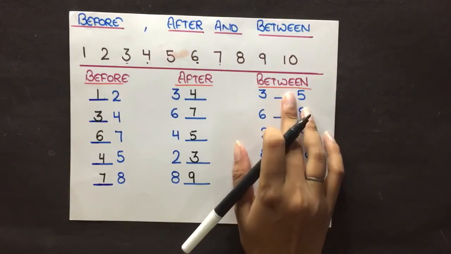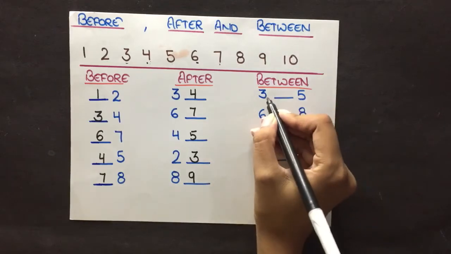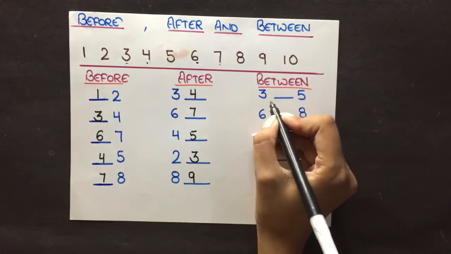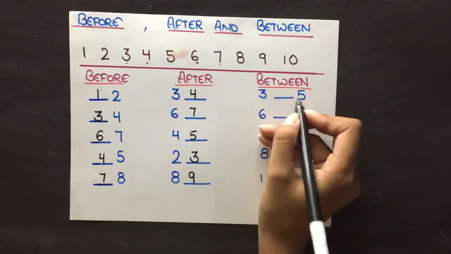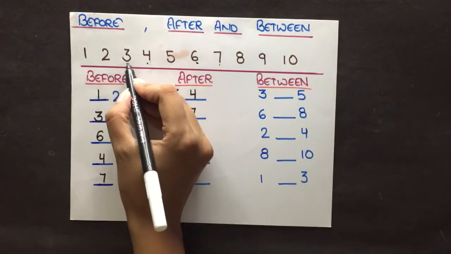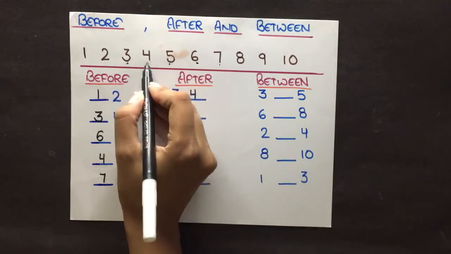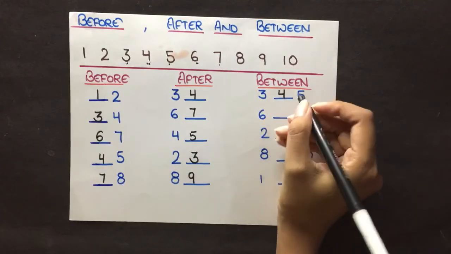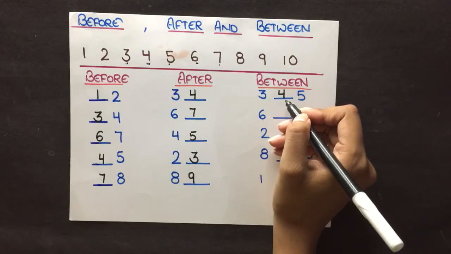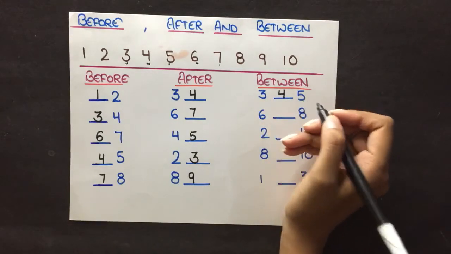Now between numbers, between means in the middle of. Now 3 dash 5. Now what comes in the middle of 3 and 5? See here, 3 is here and 5 is here. Now what comes in the middle of 3 and 5? That is 4. So speak, 4 comes in between 3 and 5.